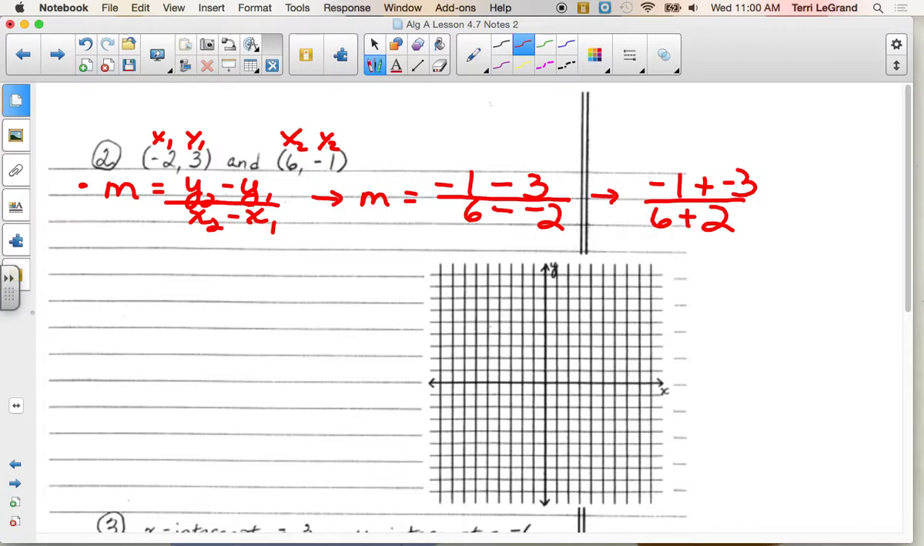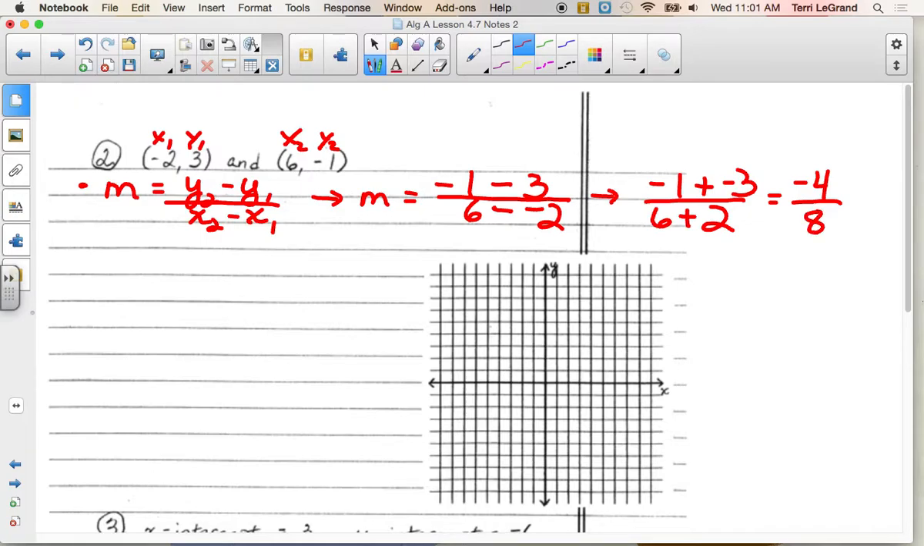So wouldn't it be 2? So let's see. -1 plus -3. Negative or positive 4? A negative plus a negative is still a negative. And 6 plus 2 is 8.